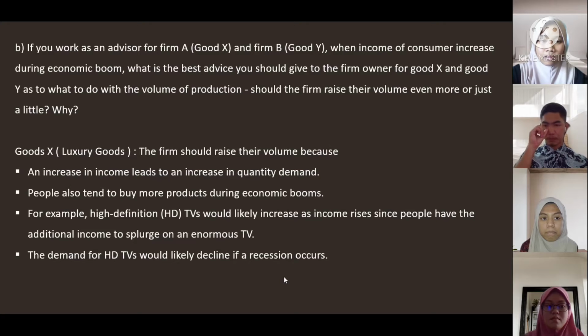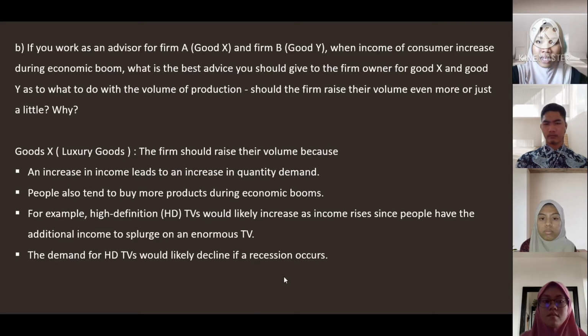For good X, which is a luxury good, the firm should raise their volume because an increase in income leads to an increase in quantity demanded, as suppliers will produce more goods at that time. People also tend to buy more products during economic booms, when consumers' purchasing behavior changes. For example, demand for high-definition HD TVs would likely increase as income rises, since people have the additional income to splurge on an enormous TV. However, if a recession occurs, which is negative economic growth, the demand for HD TVs would likely decline.